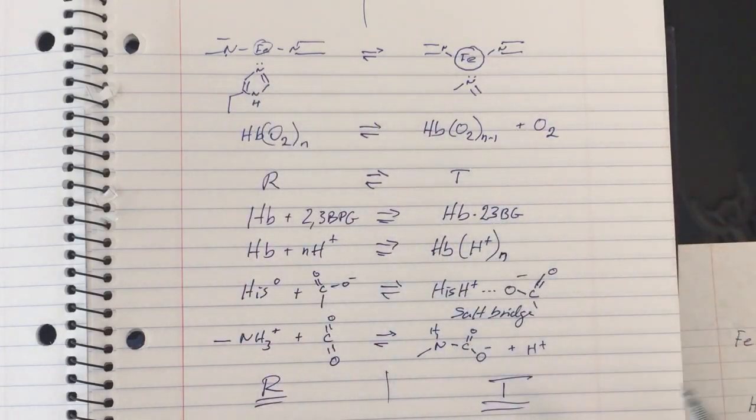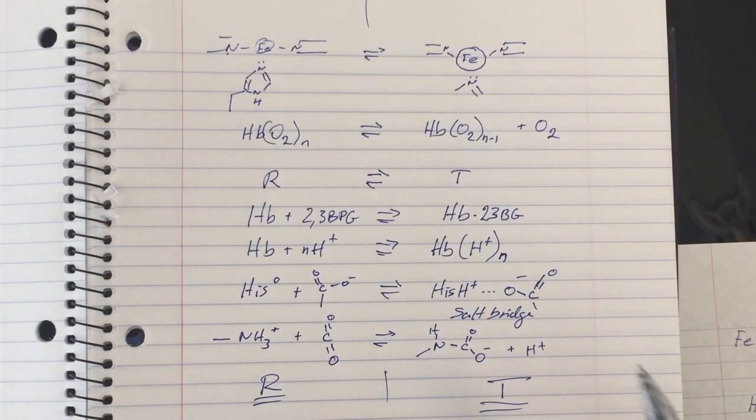And so all of these equilibria are influencing the other equilibria, and it's a linked system of simple equilibria, which then imparts relatively complicated and almost intelligent-like properties to hemoglobin.